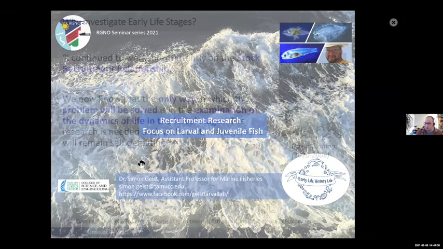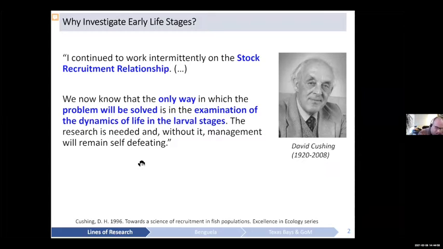There we go. So larval fish and juvenile fish. So I would say, why should we study them? Of course, like Chris mentioned, it's important to understand the recruitment and the stock recruitment relationship. That's also what Dave Cushing pointed out, one of the big names in that field.